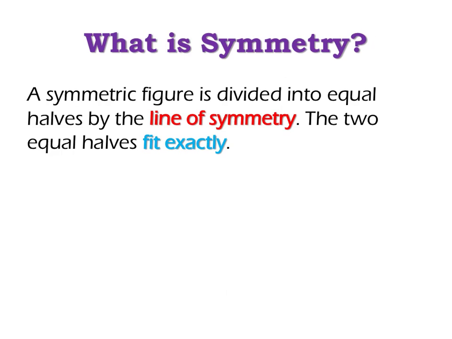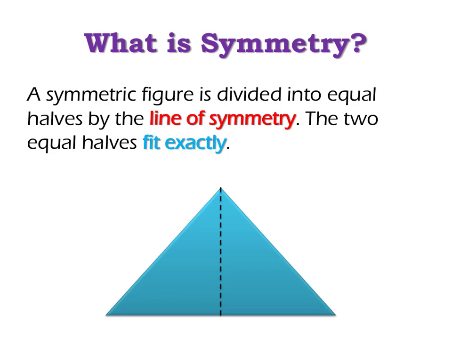Now, what is symmetry? Well, a symmetric figure is divided into equal halves by what we call the line of symmetry. So this is the first thing you need to understand. What is a line of symmetry? It's basically a line, an imaginary line usually, that divides a figure into two equal halves. But what is more important is that these two equal halves must fit exactly when I fold, flip, or slide it. Just taking a look at this picture here.